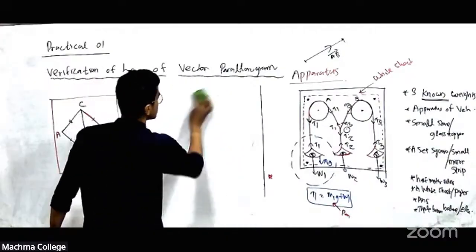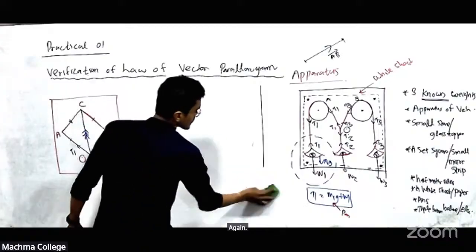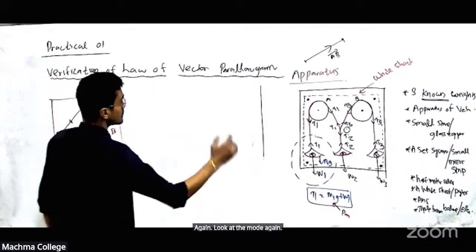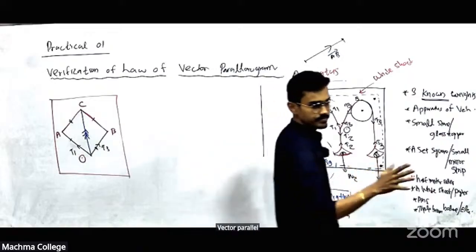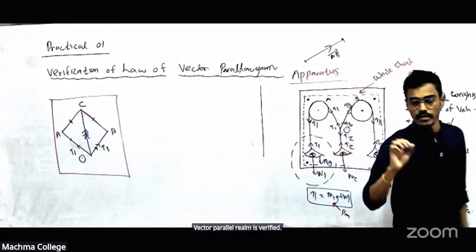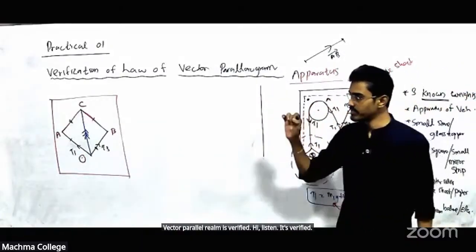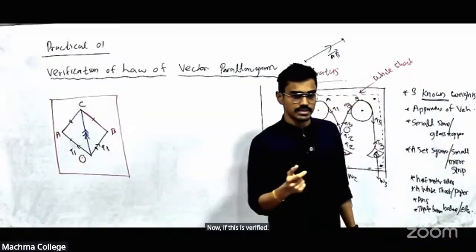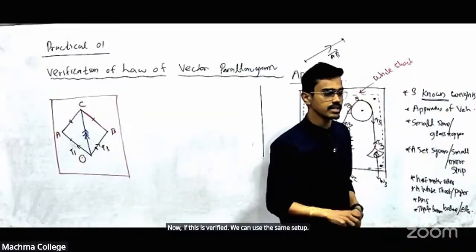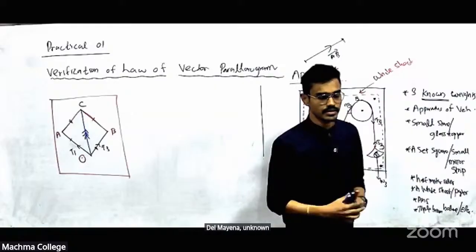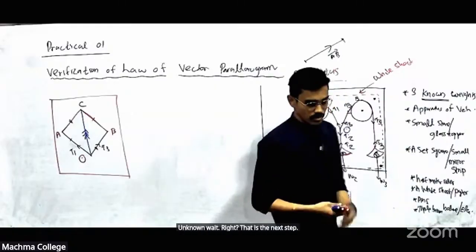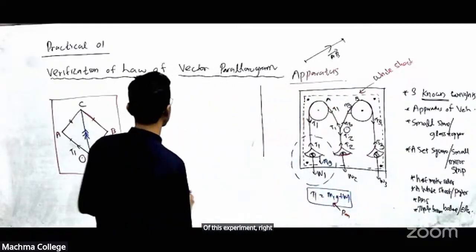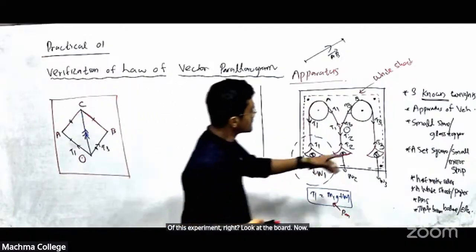Again, look at the board. Now, the vector parallelogram is verified. Listen, the vector parallelogram is verified. If this is verified, we can use the same setup to determine an unknown weight. That is the next step of this experiment. Look at the board. That is why we have this.